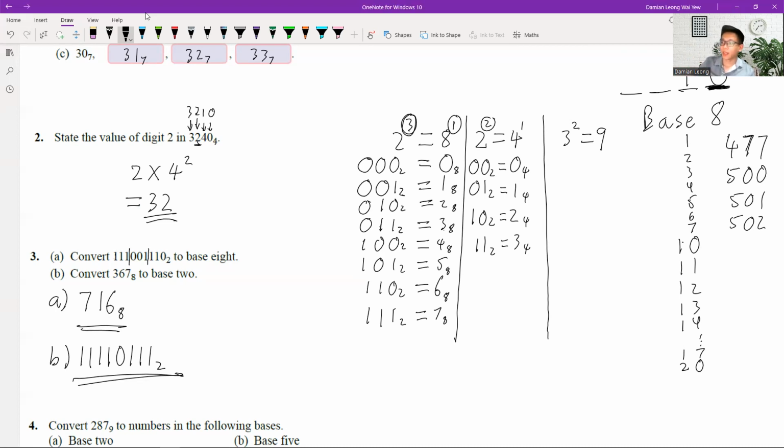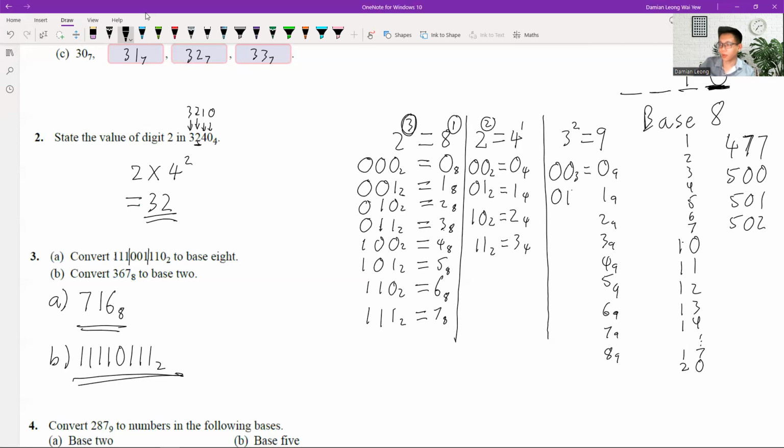So base 3 and base 9 as well. 9, 0, 1, 2, 3, 4, 5, 6, 7, 8. Yeah. So the base 3 also starts with 0, 0.